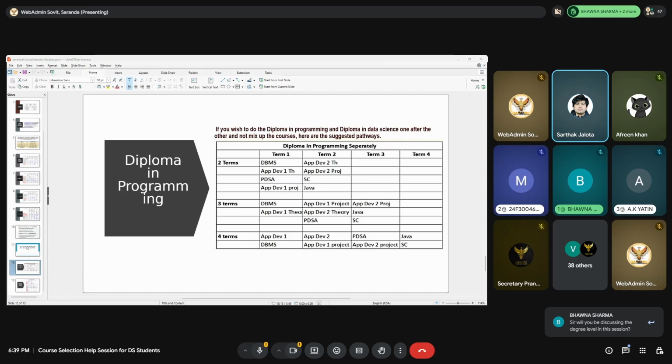Now 3 terms highly recommended for... I'm not at the degree level, I'm in the last term of my diploma, so I don't think I'm the right person to discuss the degree level in this session. I think Abhishek is in degree level, he would be more apt.